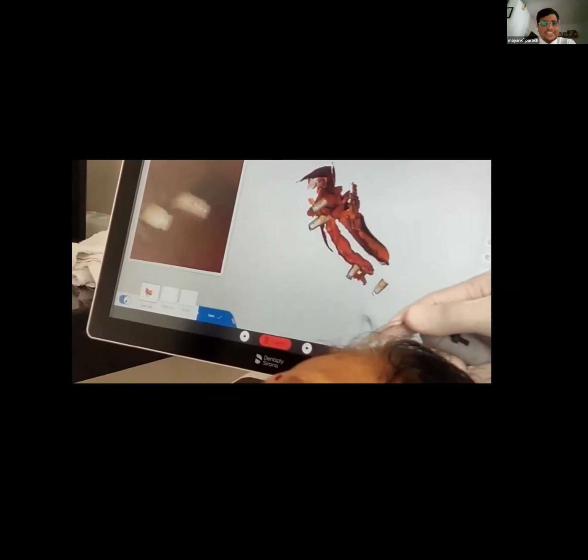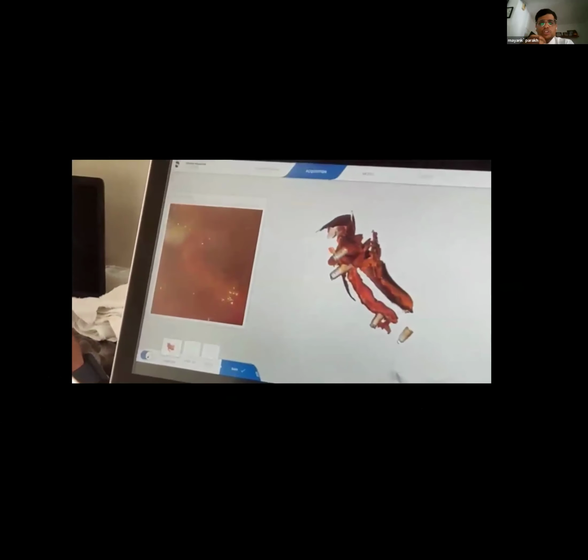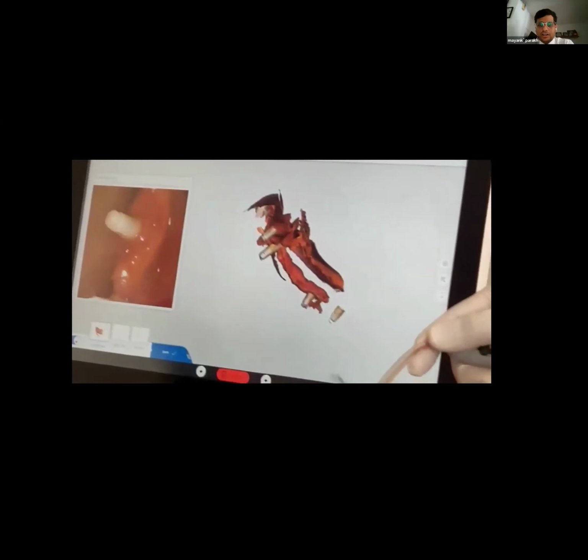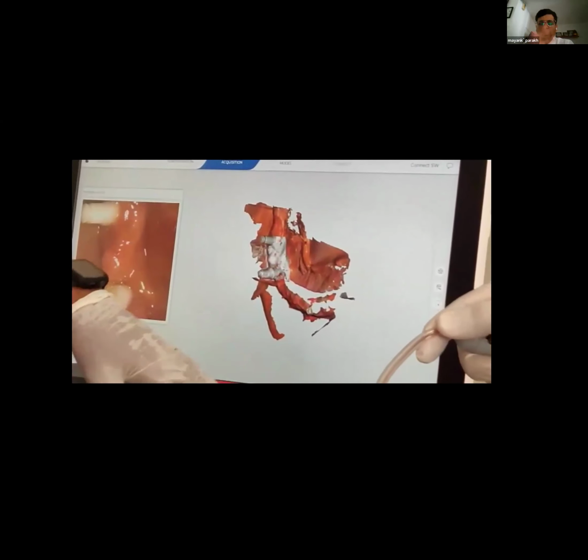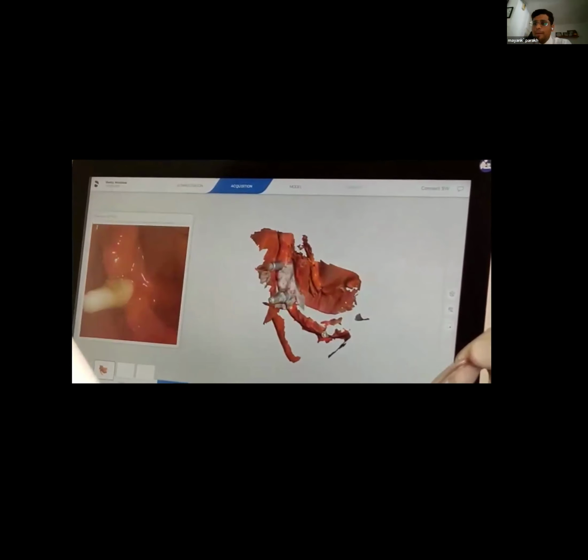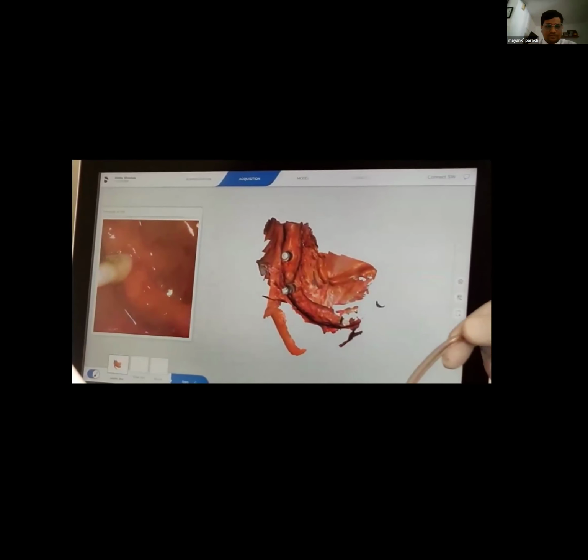So this is how we scan the lower jaw of one of the patients with zirconia abutments. And then this image was shared with the laboratory to help us fabricate the prosthesis.